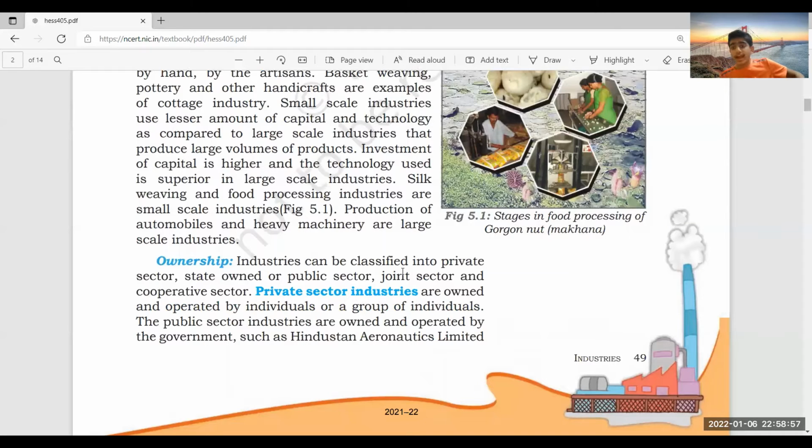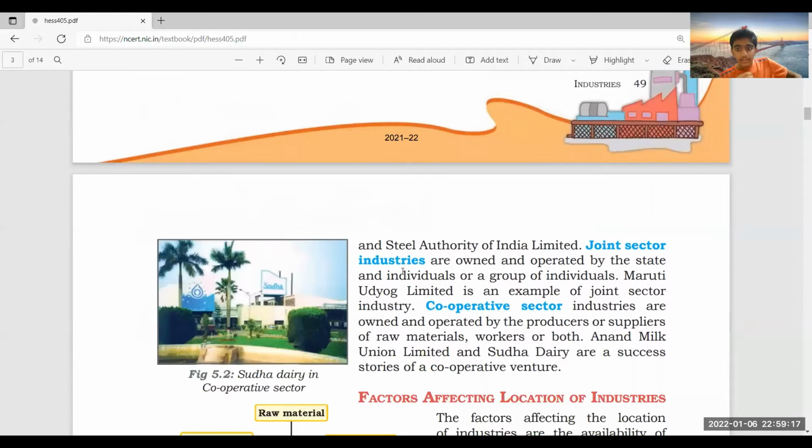Based on ownership, we have private sector industries and public sector industries. Private sector means owned by individuals or a group of individuals, not part of government. Public sector means operated by the government. Joint sector means they're owned and operated by the state and individuals or a group of individuals. Maruti Udyog Limited is an example of a joint sector industry.